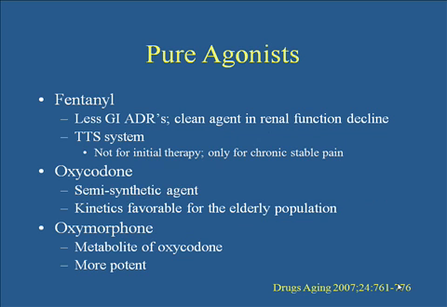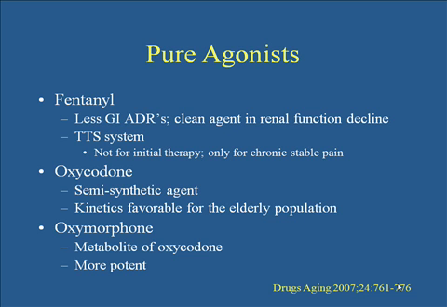Fentanyl, another one of the pure agonists, always over the years has been associated with fewer GI adverse drug reactions. It's not free of them, but nonetheless is thought to have fewer. It's a clean agent in renal function decline. As a matter of fact, this is one of 2 opioids that would be preferred in those with renal function decline, in part because it has dual elimination. So you don't necessarily have accumulation of the drug.